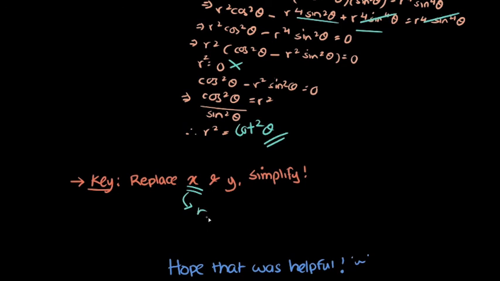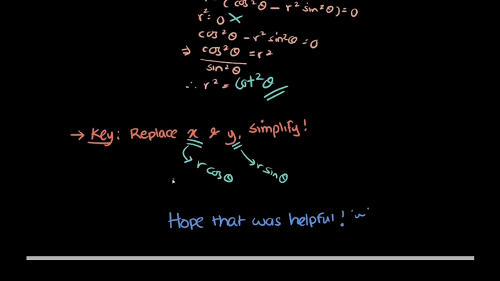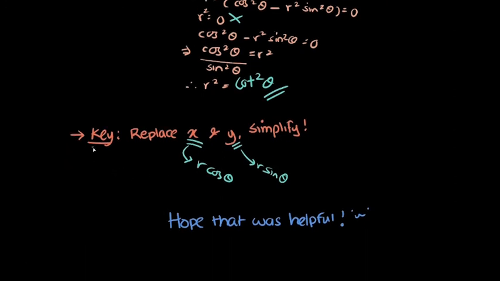So x would be r cos theta and y would be r sin theta. And then you need to simplify as the question asks for. That's literally all you need to know about converting from polar to Cartesian and vice versa.